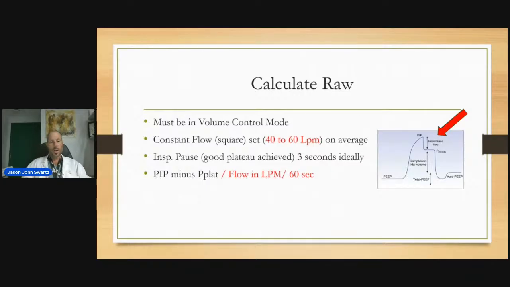The inspiratory pause: a nice good plateau is achieved with 3 seconds, and then you take your peak inspiratory pressure, you subtract the plateau, and you divide that by the flow in liters per second.